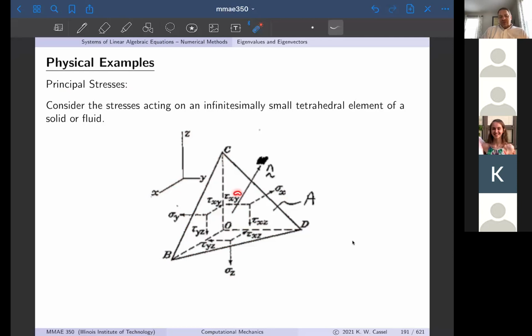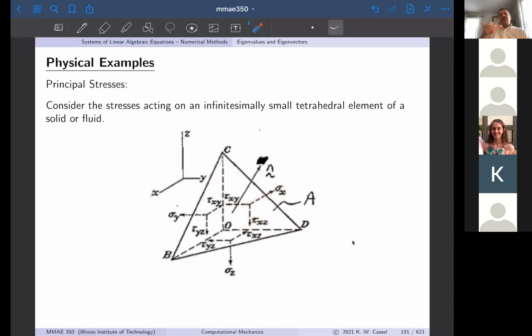Then the second subscript gives you the direction that the stress is acting. So this one, for example, tau xy, is on the x face, and the stress is in the y direction. Same thing here. This is the xz stress, tau xz. So the stress is on the x face, but acting in the z direction.